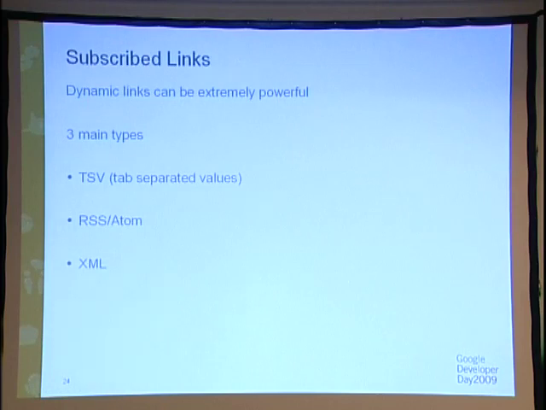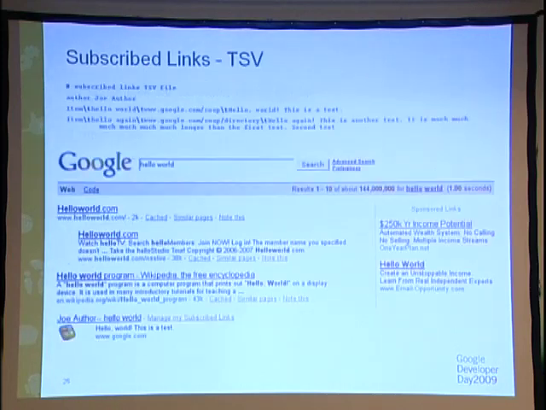They're actually using something more complicated than the basic search. They're using one of the dynamic ones. There's three main types. There's TSV, tab-separated values. There's RSS and Atom. And then there's XML, which starts to let you do some pretty crazy stuff.